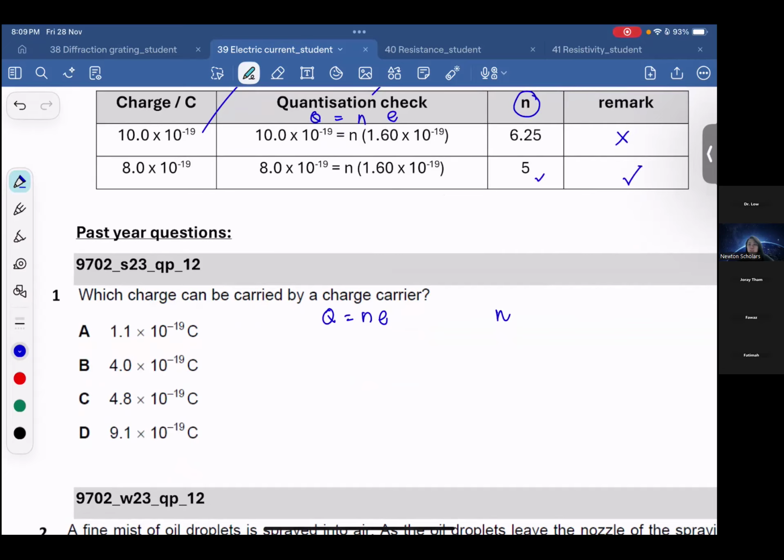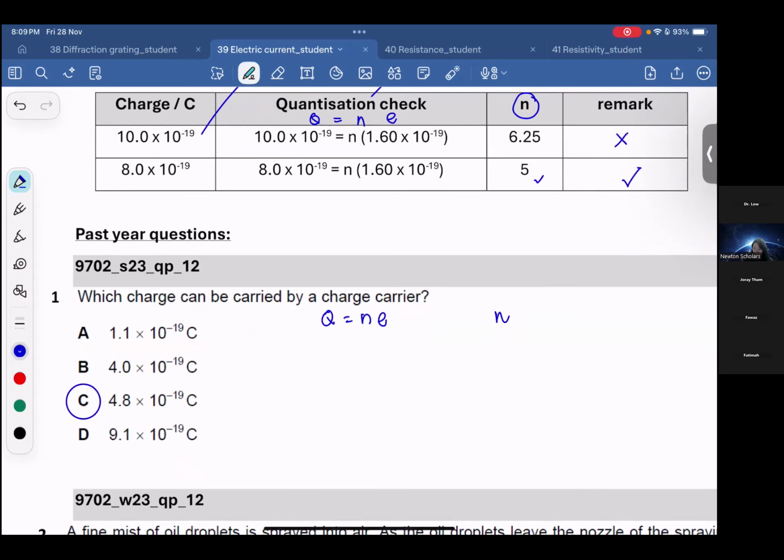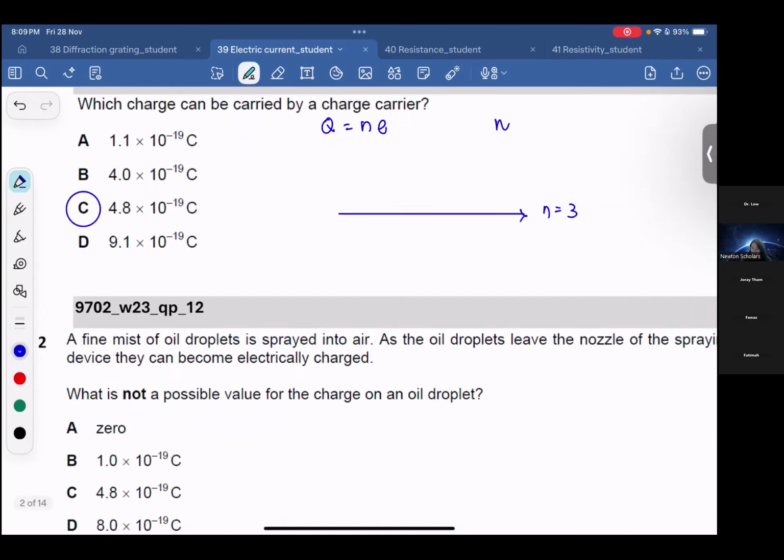Try one more time. Okay, if you do it correctly, C will give you a whole number, which is N equals to 3. The others should be getting some decimal. Okay, so next.